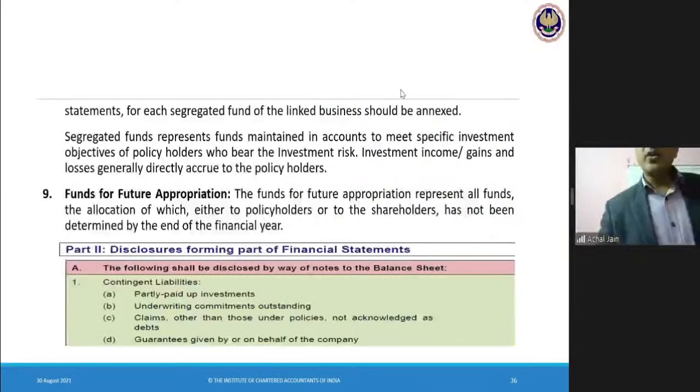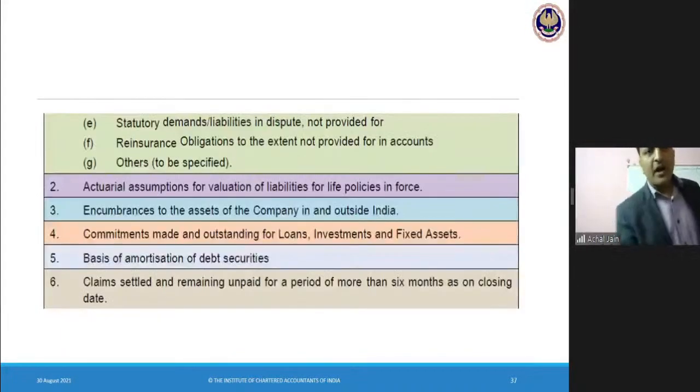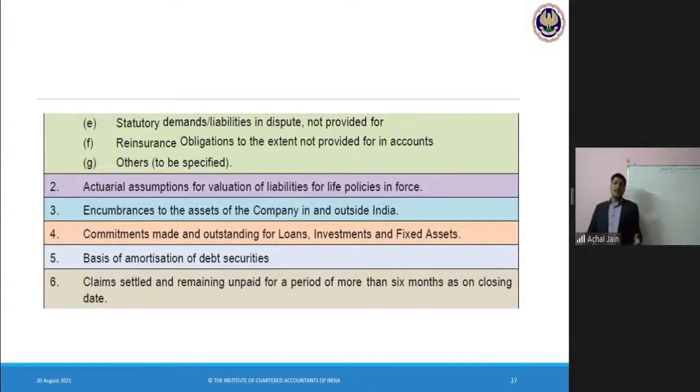So let's understand some of the disclosure requirements which have been specified in relation to the financial statements of a life insurance. Now disclosure will first of all start with the contingent liabilities. Contingent liabilities, as we all understand, these are no different from any other company. Guarantees which may be given on behalf of the company, statutory demands, liabilities due to some litigations. It could be because of tax, it could be because of any other non-compliance for which the company may have received demands.